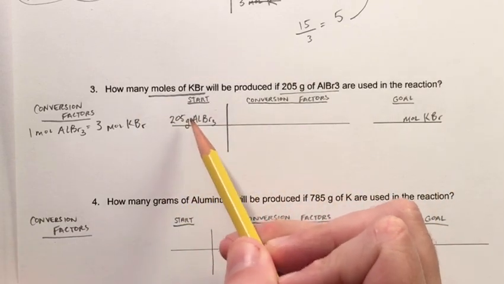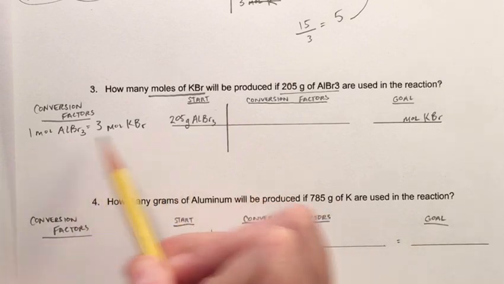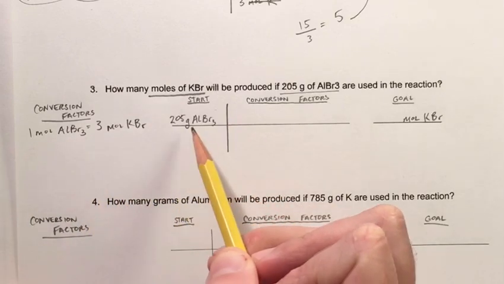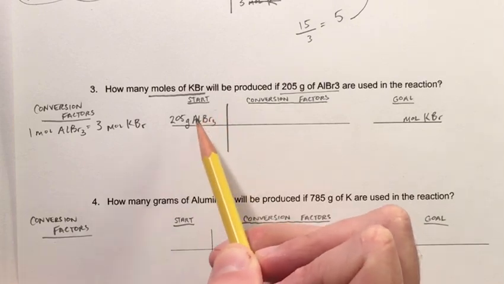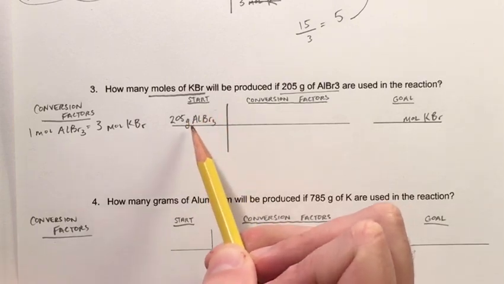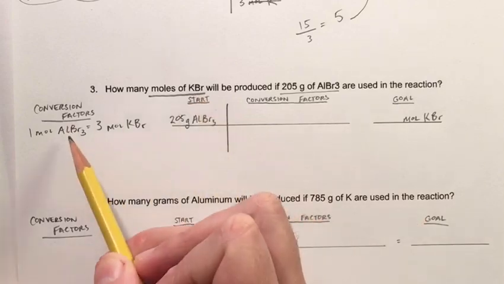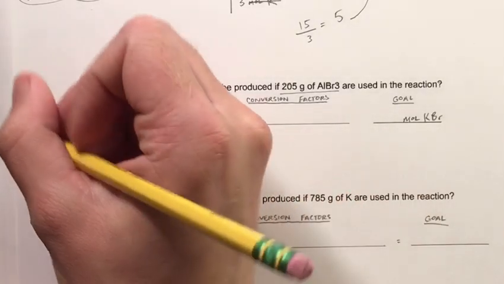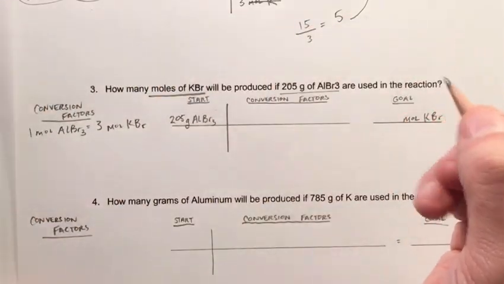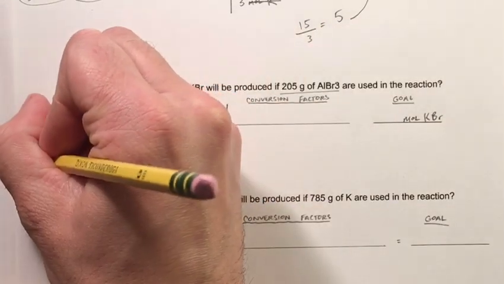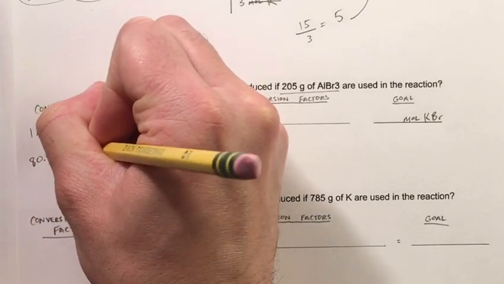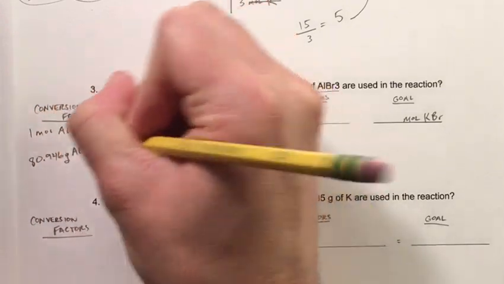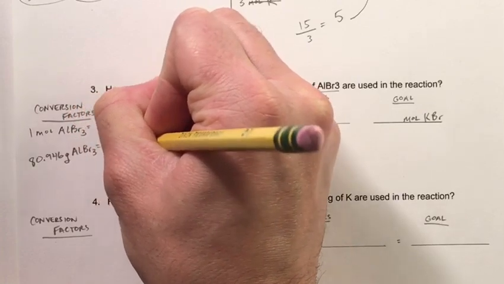Nice. All right, next I'm going to look at my units. I'm going to start in grams over here. So I won't be able to use this molar ratio until I switch this to moles of AlBr3. So I will need a molar mass to go from grams of AlBr3 to moles of AlBr3. Right? I have that written out already for us. So 80.946 grams of AlBr3 will equal 1 mole AlBr3.